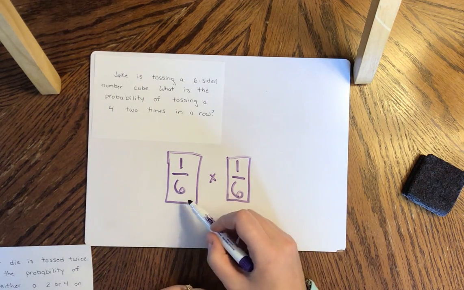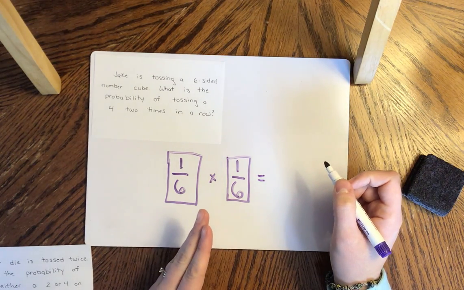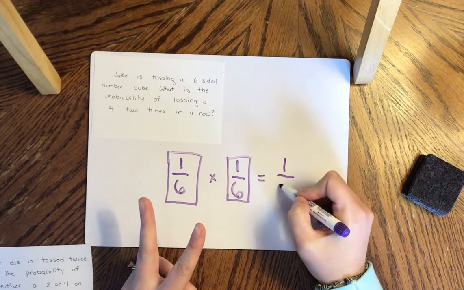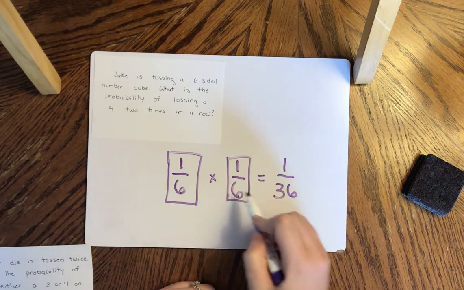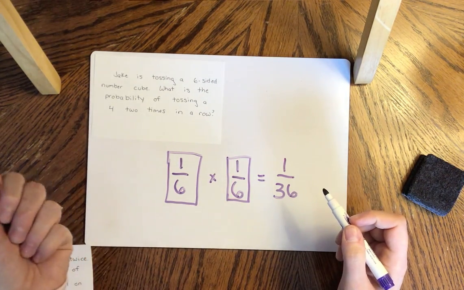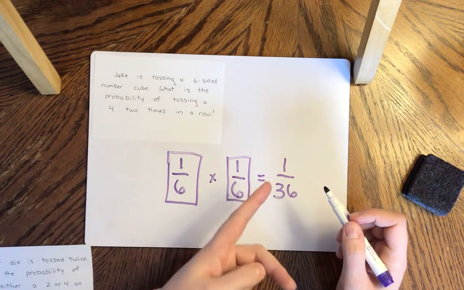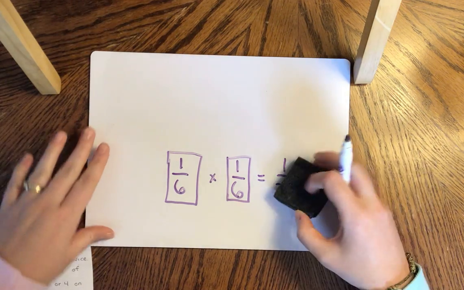So if I toss the first one, and then I toss the second one, the chances of me rolling a 4 2 times in a row are going to be 1 in 36. Because 6 times 6 is 36, 1 times 1 is 1. So the chances of me rolling a 4 2 times would happen 1 in 36 tries. Okay, let's try another one.